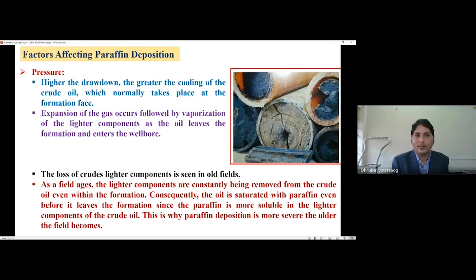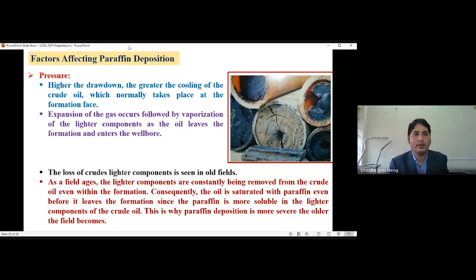Therefore, the pressure differential plays a significant role in the movement of the well fluid, but the same factor sometimes becomes the cause of paraffin deposition if a higher pressure drawdown takes place. Pressure drawdown is nothing but the difference in pressure from one point to another when the fluid flows from one section to another section.